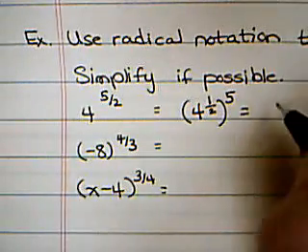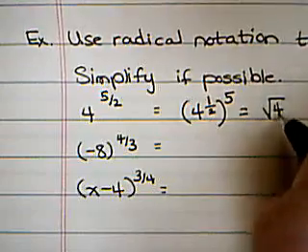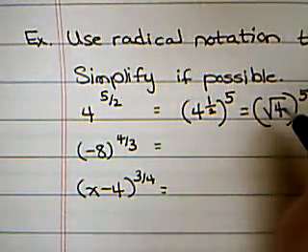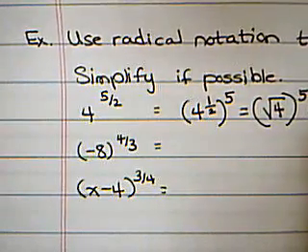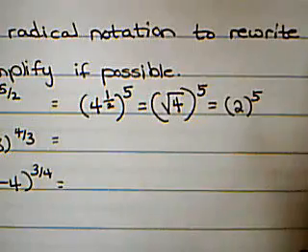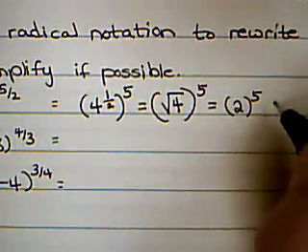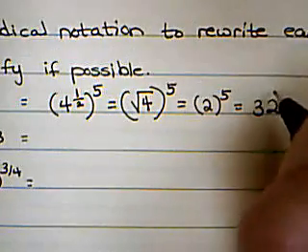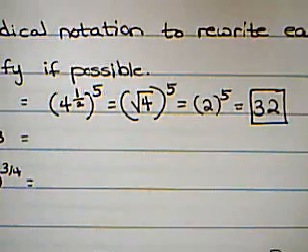If it's a 1/2, we know it's a square root. So we're going to take the square root of 4, and we haven't done anything with that 5 yet. And the square root of 4 is actually going to be 2. And then we would say that 2 to the 5th power, 2 times 2 times 2 times 2 times 2, is actually going to give us 32 as a final answer. But it helps to rewrite these to begin with.